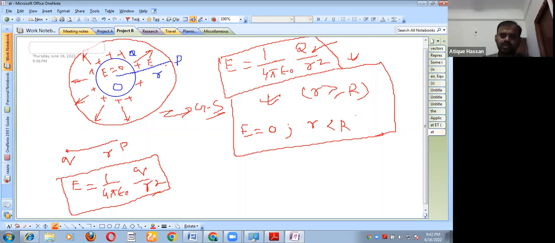In bracket you can write r less than R. Internal point means points which have their distance less than the radius of the conductor. Here capital R is the radius of the conductor.